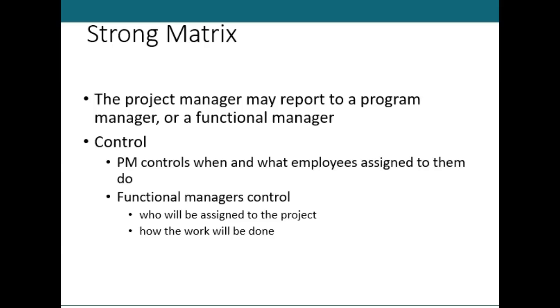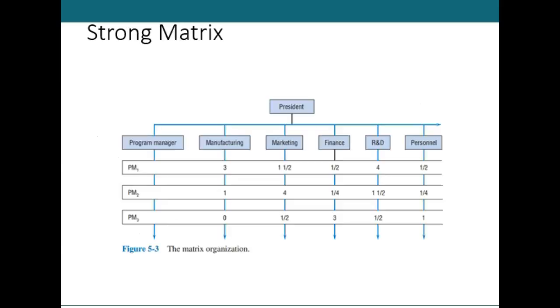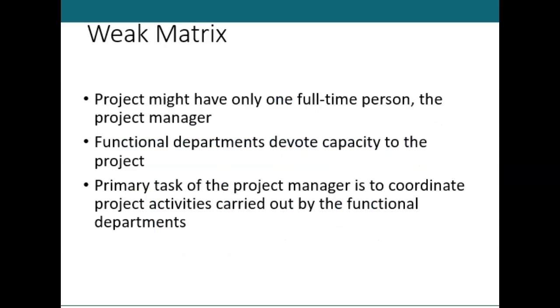And a strong matrix gives the project manager more control over the project functions. And here's what it might look like, where the PM reaches out and they'll have people that work part-time from marketing, part-time from finance. You can reach out to them as you need them on your project. Now then, on the opposite side of strong matrix is a weak matrix, where the project might have only one full-time person, like the project manager. A weak matrix really starts to look like a functional type organization, right? Where you're still the project manager, but really you become a project coordinator or project expediter, right? And you're really working for the functional departments at that point.